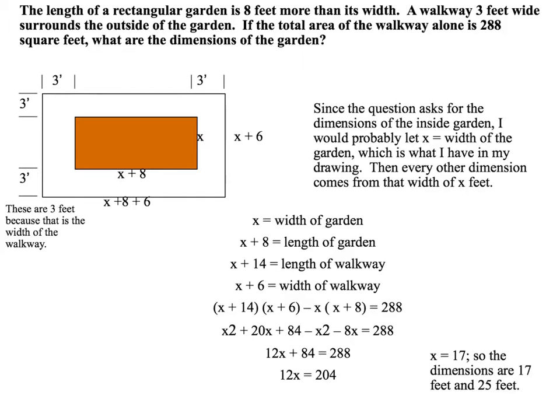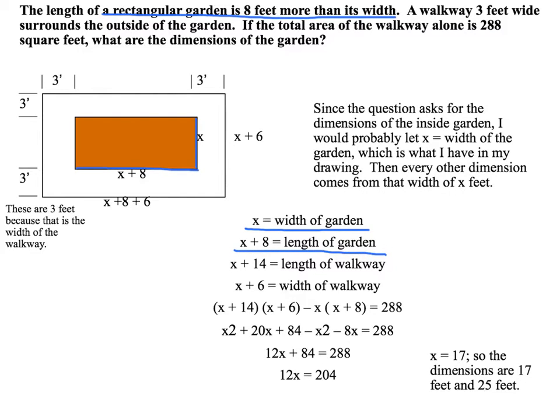It said in here that I wanted to know what the dimensions of the garden were. So the very first thing I did is I have this inside garden right here, and I said that that would be equal to x, that x is the width of the garden. It says in the problem that the length is 8 feet more than its width. So I have the length of the garden to be x plus 8.